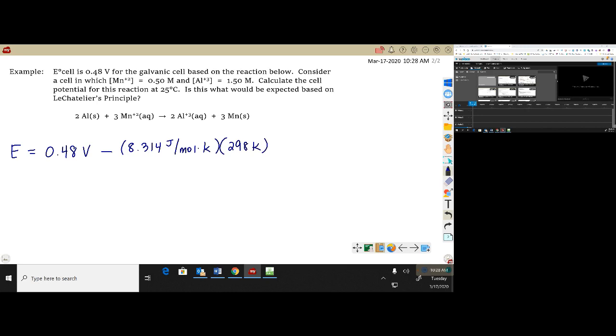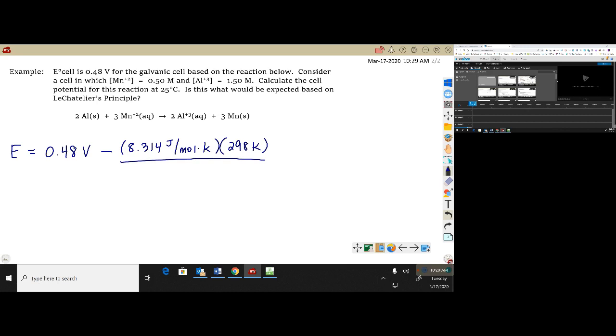It's on the very back side of the packet, up on the top, where they'll tell you the switch between Celsius and Kelvin. Take your Celsius temperature and add 273. You don't have to memorize that. Okay, so it's opposite RT all over N. N is number of moles of electrons transferred. Now, we could kind of pick this apart.